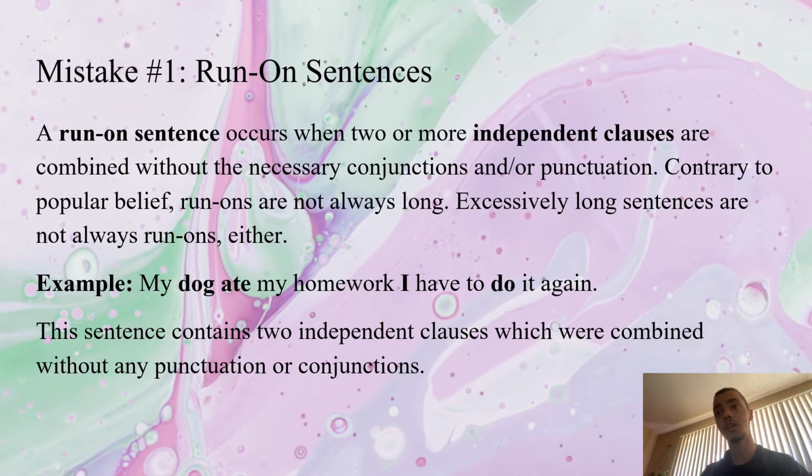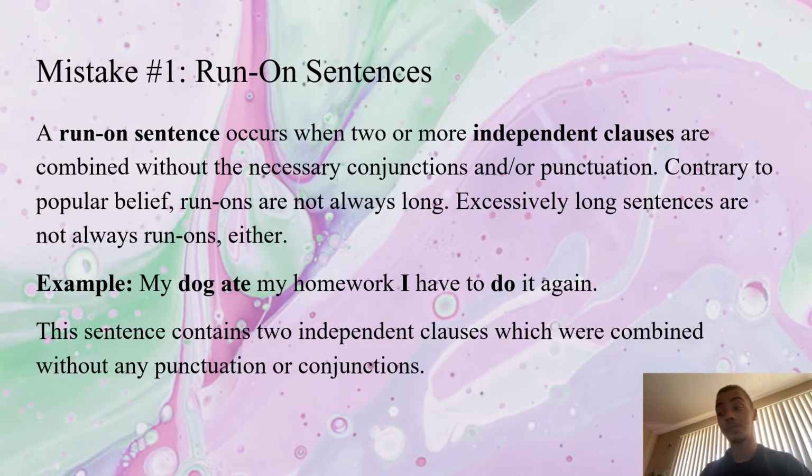So in this example here, we have the first independent clause, my dog ate my homework. And then the second independent clause, which we have in the same sentence, is I have to do it again. There's no punctuation other than the period at the end of the sentence. There's no conjunction to connect these two independent clauses. So it is a run-on sentence.